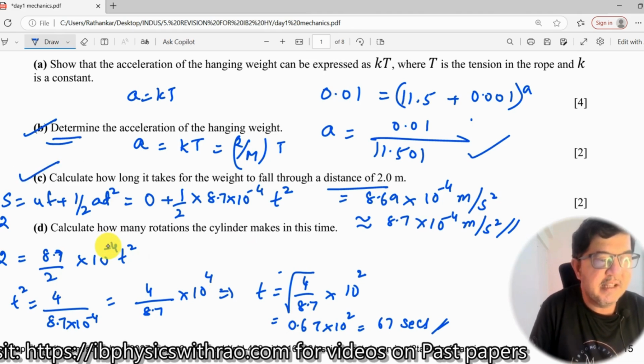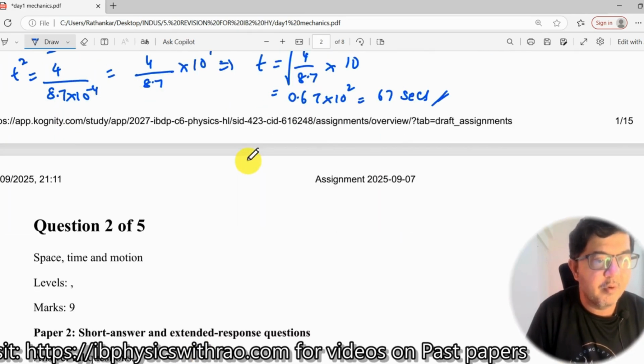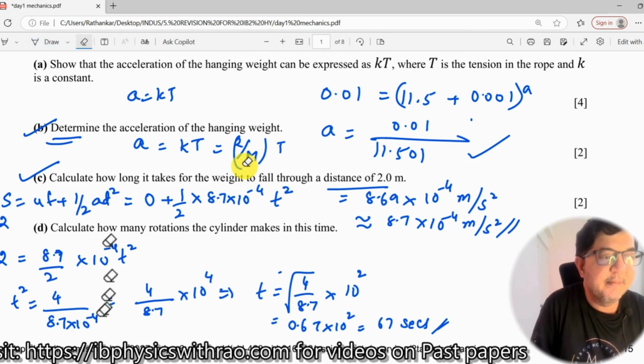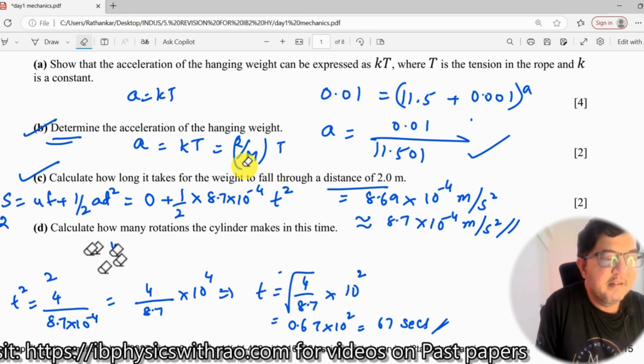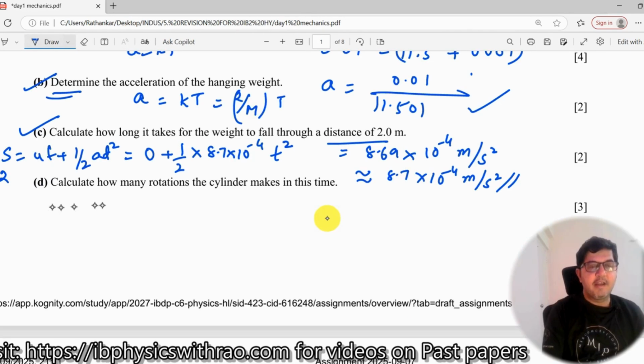Okay, next. So this is also done. Let us look at this one. Calculate how many rotations the cylinder makes in this time. How many rotations does it make in this particular time? So how do we solve this particular problem? Okay, I don't have space. Do one thing, I'll just erase this, and then let me do this. Just calculate the number of rotations. Okay, now let us begin with this.